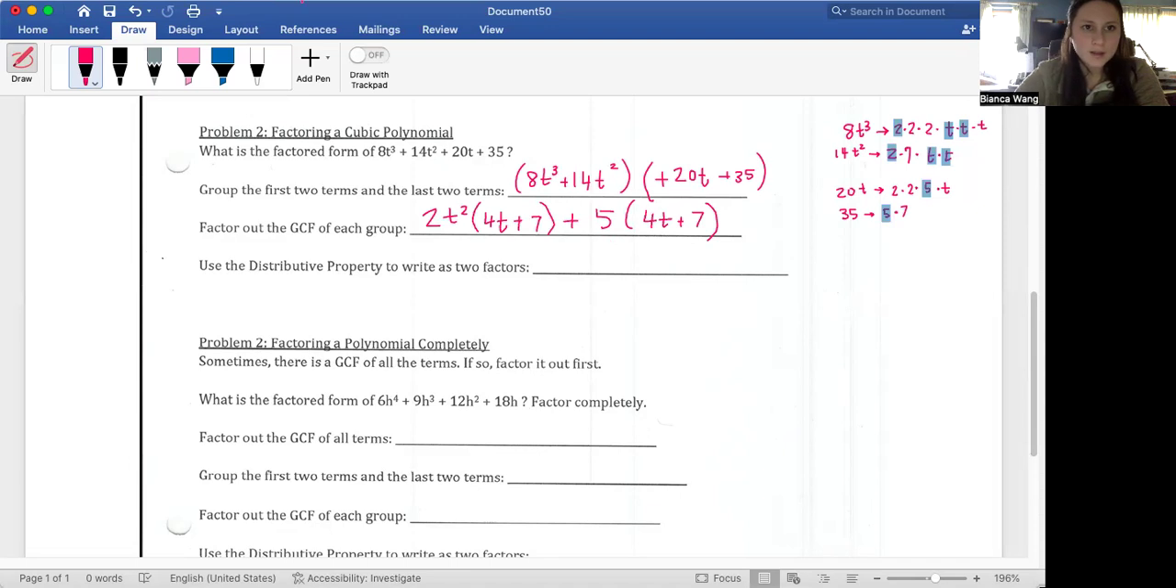Now what I realize is that what's in the parentheses are actually completely identical. And because they're completely identical, I know that 4t plus 7 times 2t squared plus 5 will give me the expanded out version of what I'm looking at.